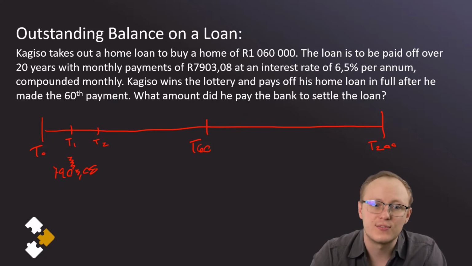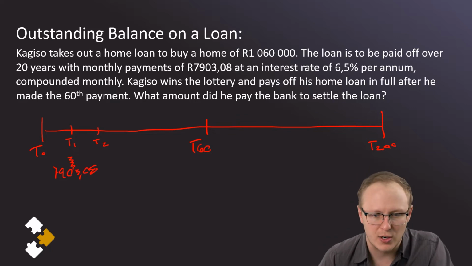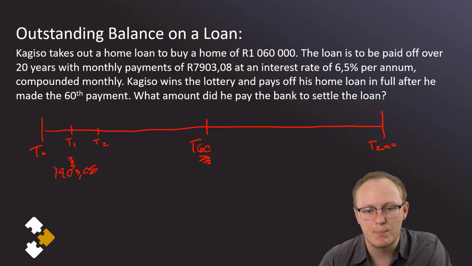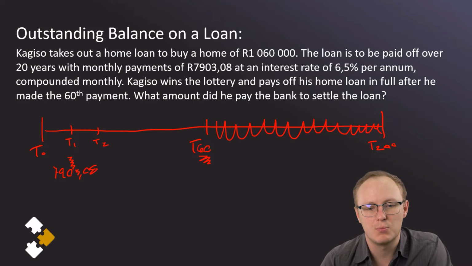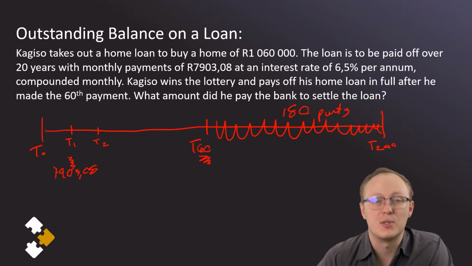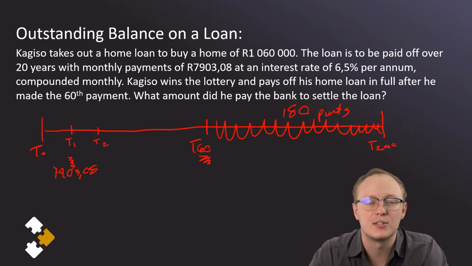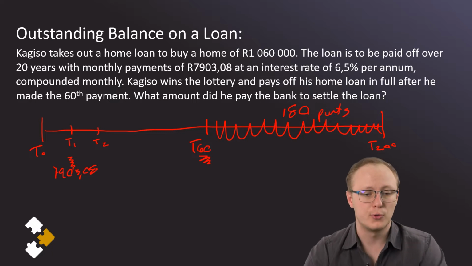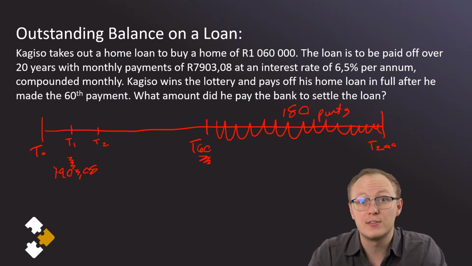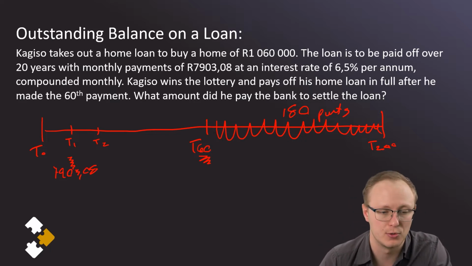So our principle is that the outstanding balance is the present value of what you're still going to pay the bank. So if he's made 60 payments, the payments that are yet to be made are all of the payments that he is going to make in that period there. So if we go 240 minus 60, that's going to be 180 payments. So the outstanding balance on the loan right after this 60th payment, which is the amount that he paid off with his fortune, is going to be the present value of the next 180 payments that he should have made, if he wasn't so lucky.